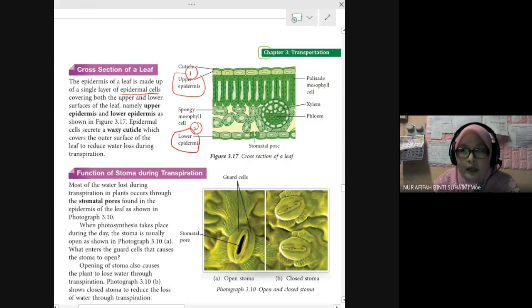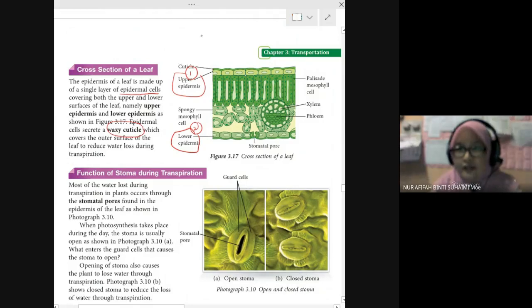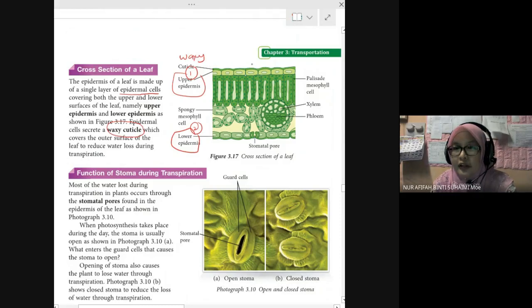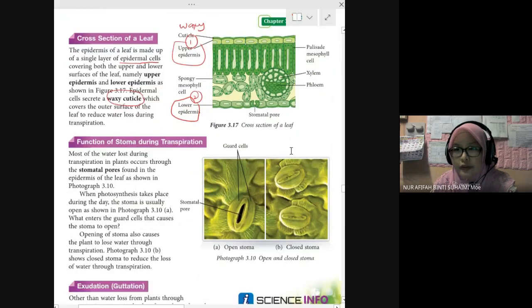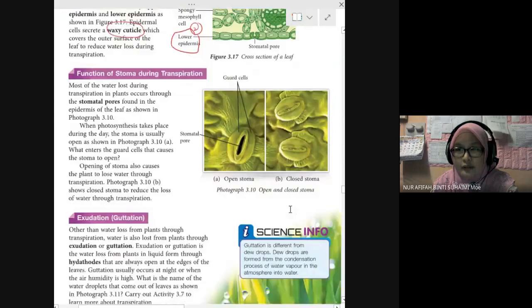Epidermal cells secrete a waxy cuticle which covers the outer surface of the leaf to reduce water loss. Here at the upper epidermis or upper surface we have the waxy cuticle to prevent the water loss. And then below we have stomatal pores, a lot of stomatal pores below the surface of the leaf. The upper has a waxy cuticle to reduce water loss during transpiration.